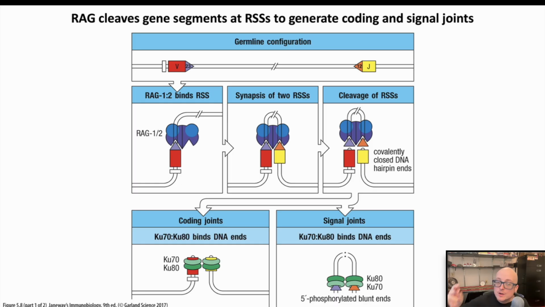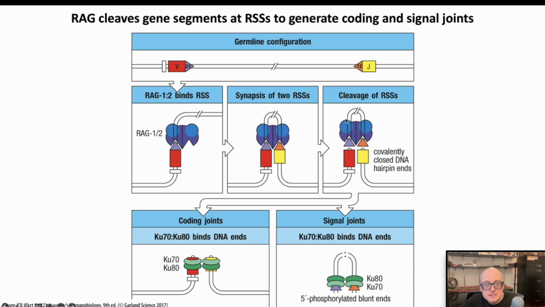Because if you pick the very first V segment and the very last J segment, you might need to cut out quite a lot of DNA in order to recombine those two very physically distant segments with each other. But however much DNA is being looped out in this example, we need to get rid of it.